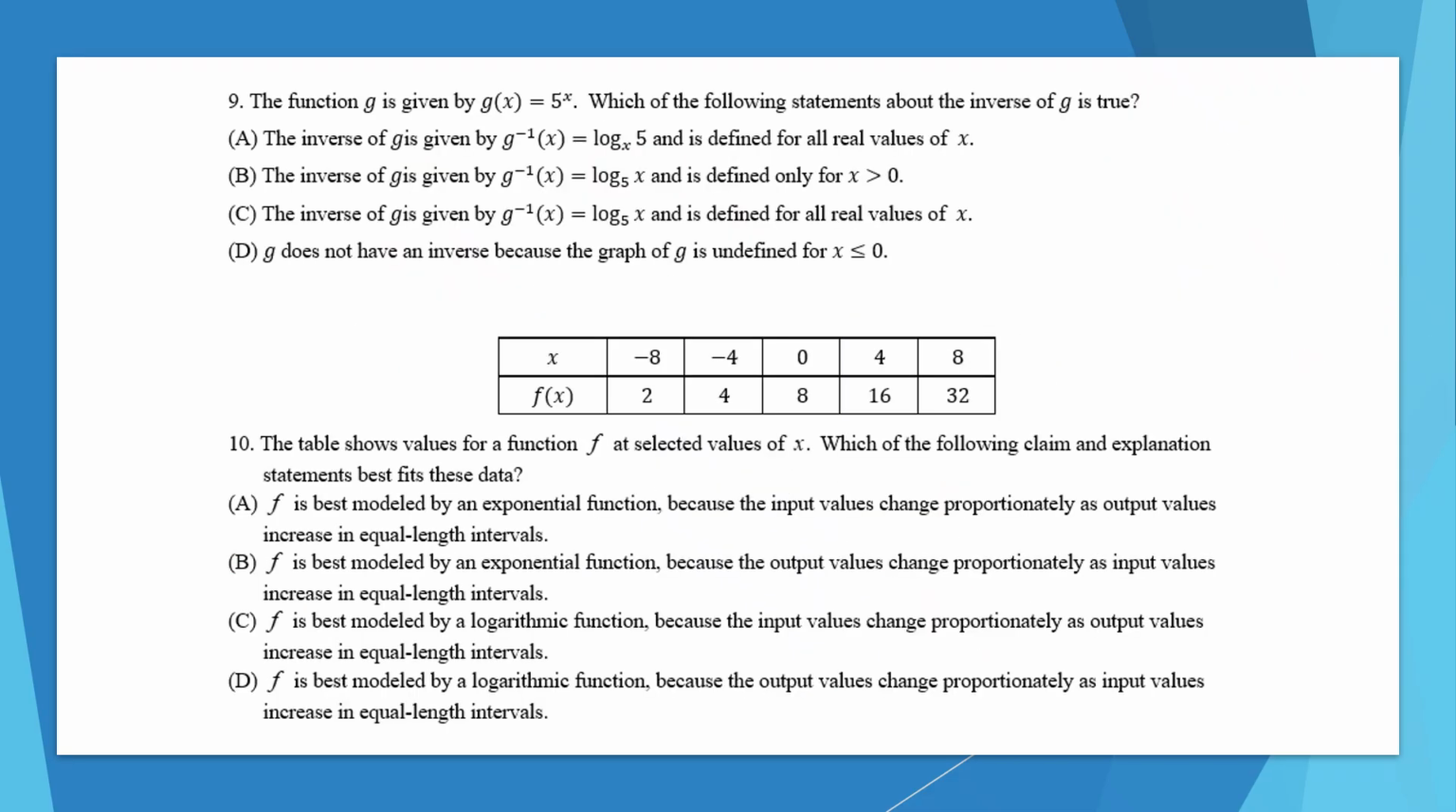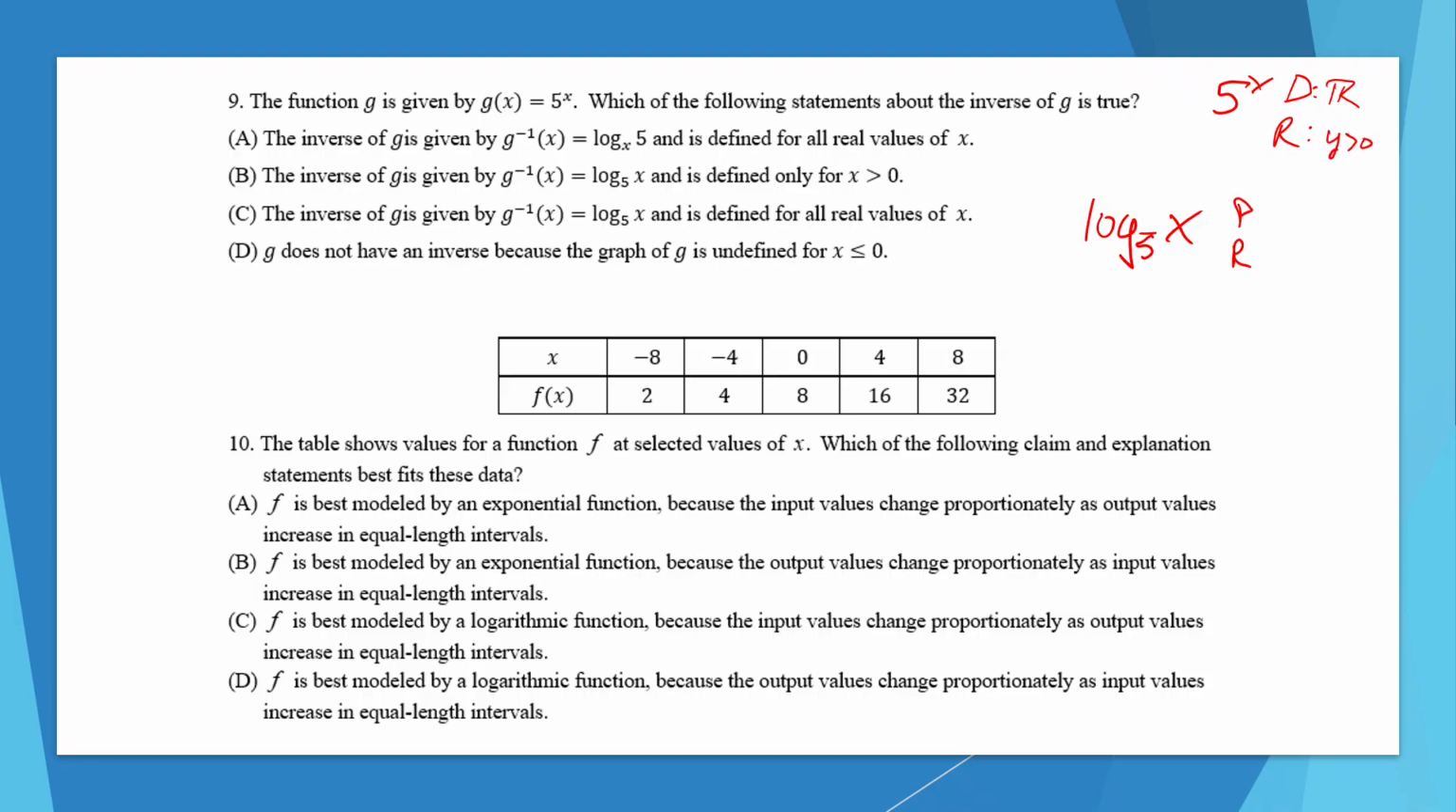Number 9, the function g is given by g of x equals 5 to the power of x. Which of the following statements about the inverse is true? So the inverse is just going to be the logarithmic function with the same base, log base 5 of x. And then remember here, our domain and range for the exponential function. So our domain for the exponential function is all real numbers. That's fine. And then our range is going to be y is greater than 0.